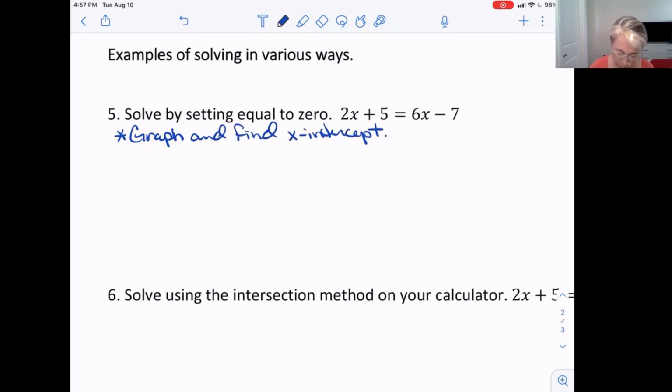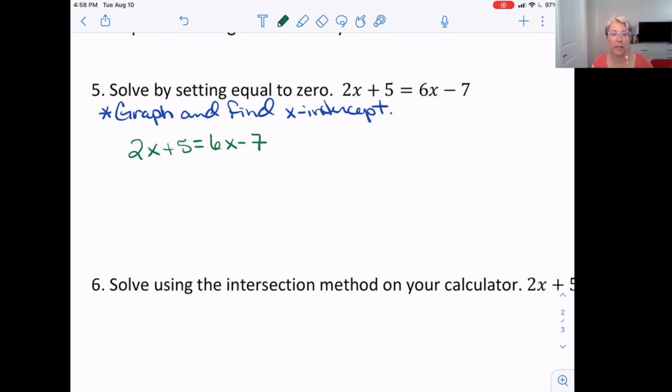So let's take a look at that equation. 2x plus 5 equals 6x minus 7. And normally we would get the x's on one side, the constants on the other, but they're asking us to solve by setting it equal to 0. So let's move the 6x to the left. That gives us a -4x. Let's add the 7 to the left. That gives us plus 12 equals 0.